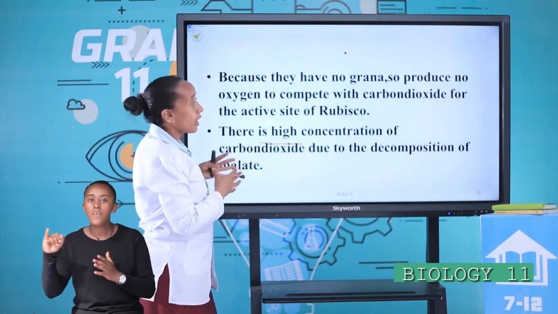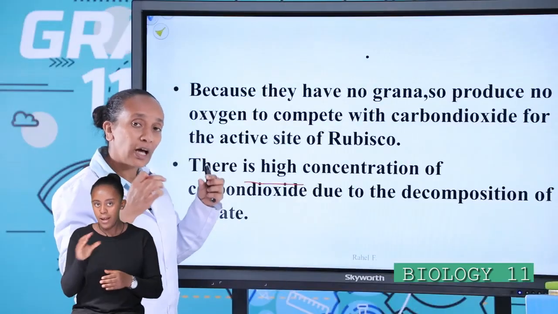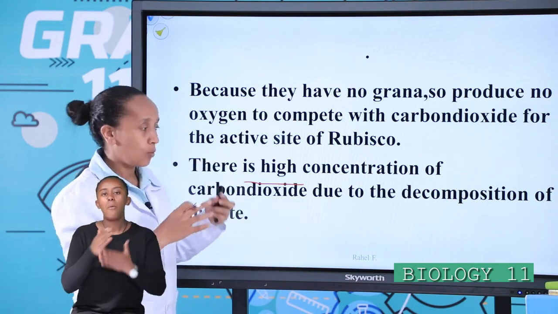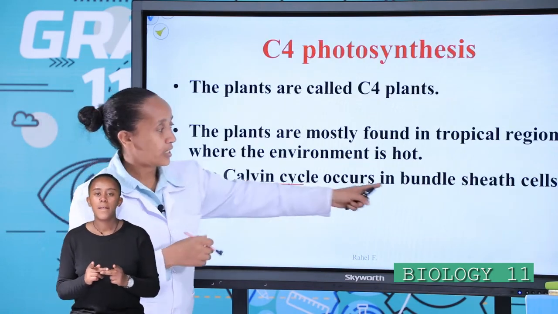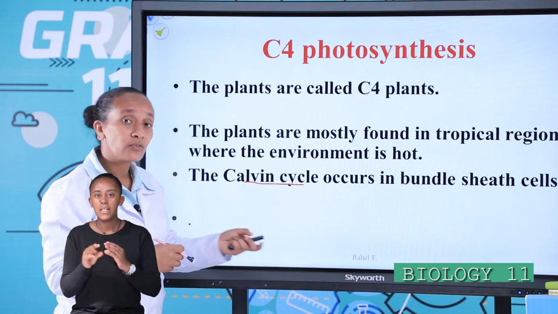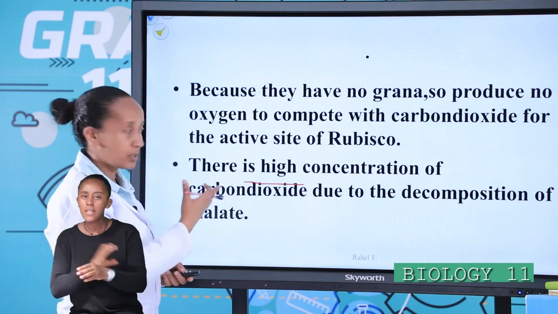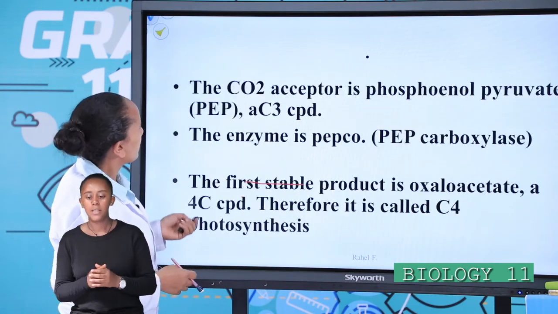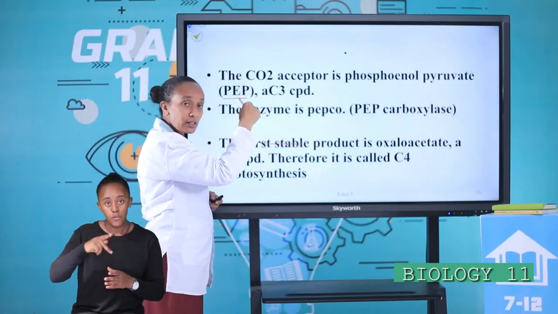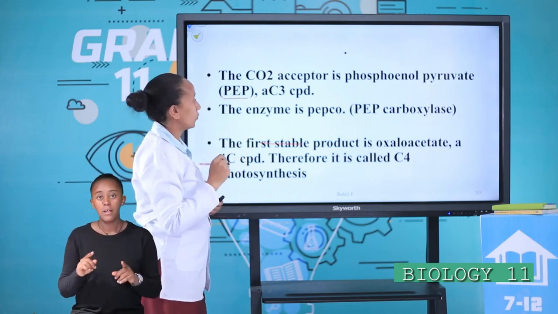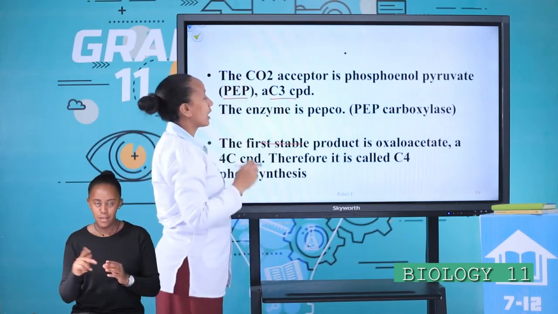But students, when we look at C4 plants, they undergo the Calvin cycle and carbon dioxide fixation at different parts of their cell. For example, the Calvin cycle occurs in the bundle sheath, whereas carbon dioxide fixation occurs in the mesophyll cell. This is one type of adaptation for such plants. And the carbon dioxide acceptor is phosphoenolpyruvate. But in our previous case, the carbon dioxide acceptor is ribulose bisphosphate. And this phosphoenolpyruvate is a 3-carbon compound.